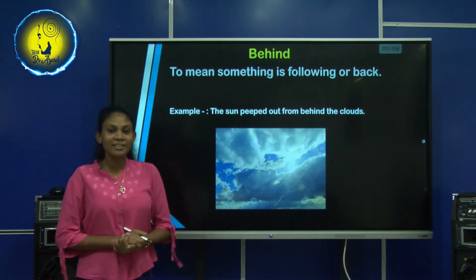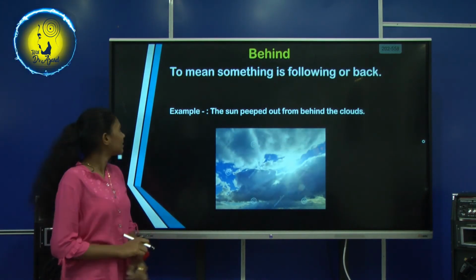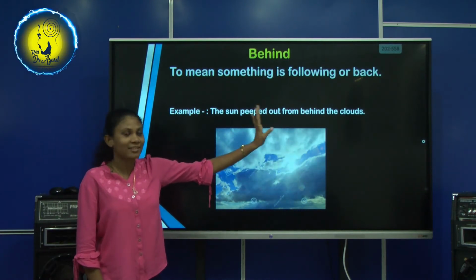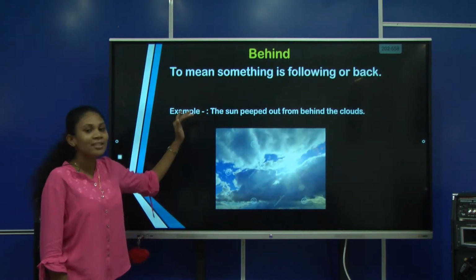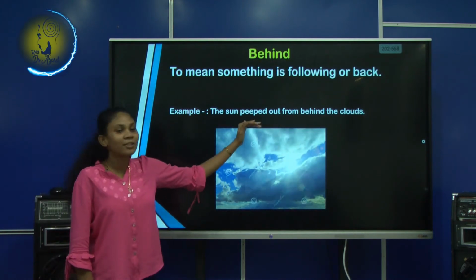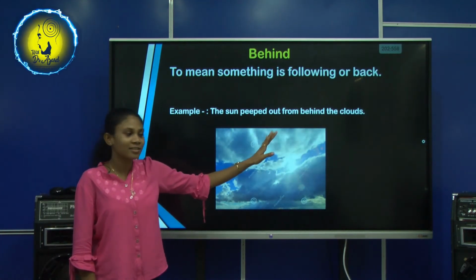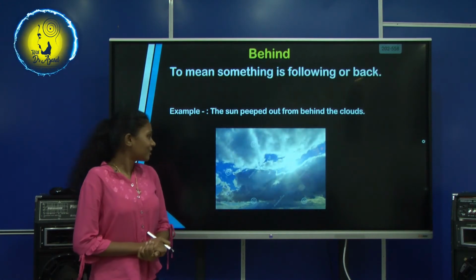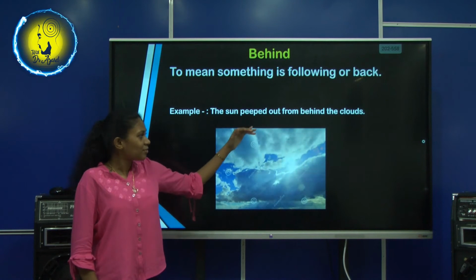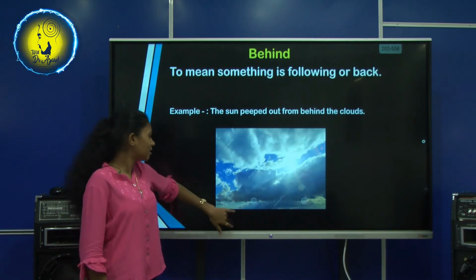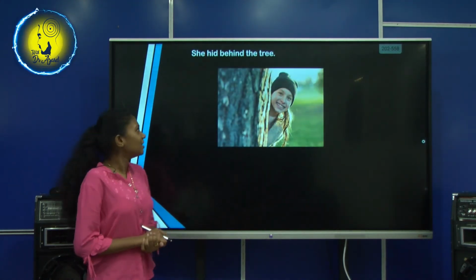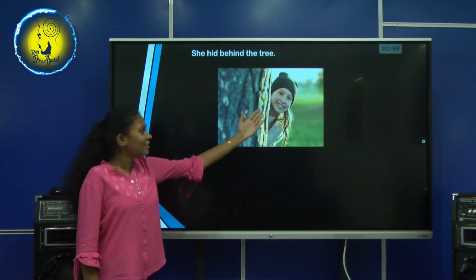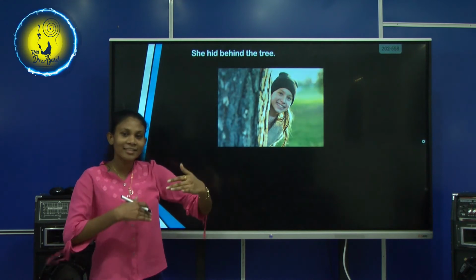Our next preposition is behind, to mean something is following or at the back. For example, the sun peeped out from behind the clouds. See this picture? Where is the sun? The sun is behind the clouds. Next example, she hid behind the tree. See, she hid behind the tree.